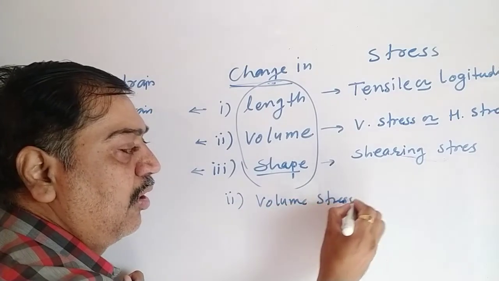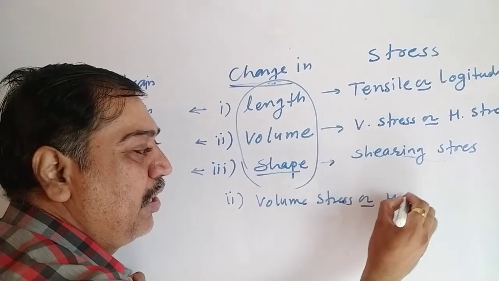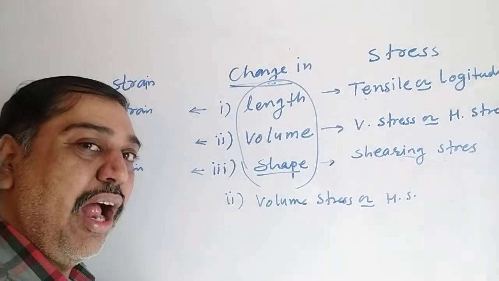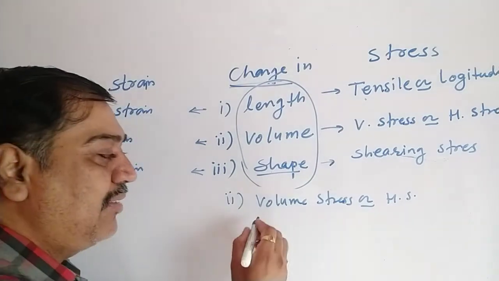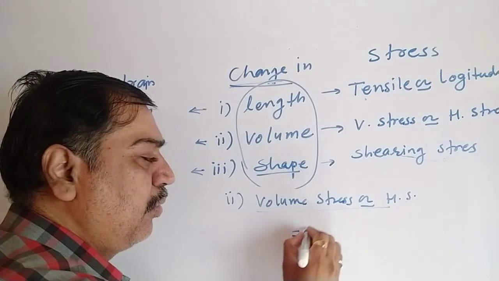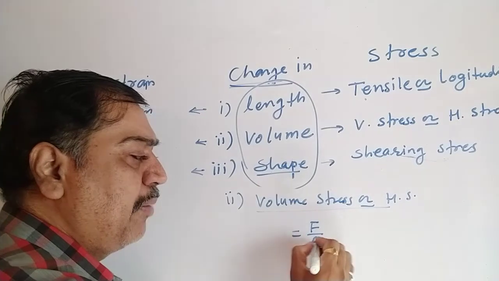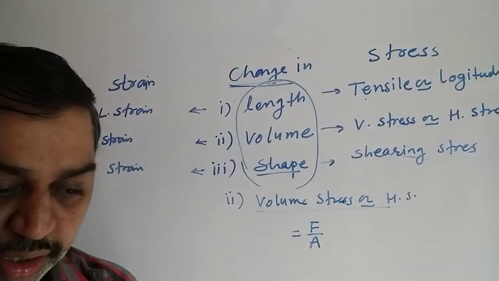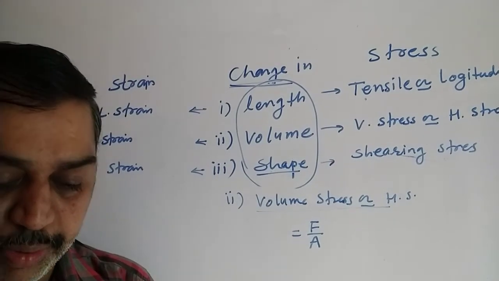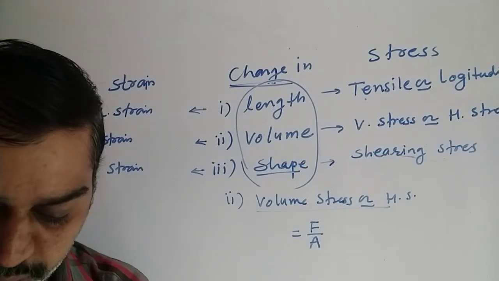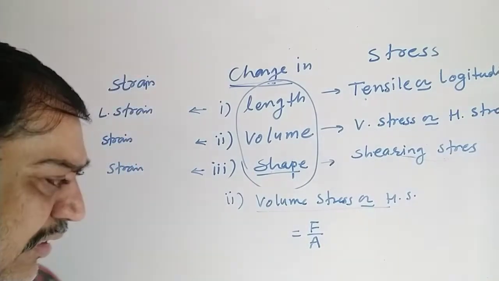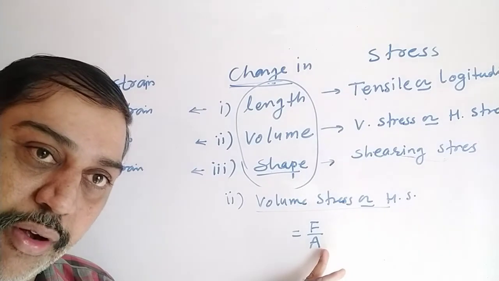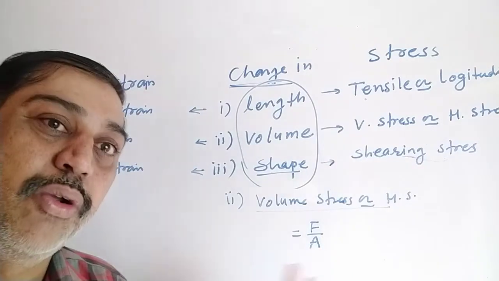Volume stress, sometimes it is said to be hydraulic stress. Now as we know, again it is equal to force, restoring force applied per unit area. Here, restoring force applied per unit area is nothing but F divided by A, that is said to be volume stress. Force applied divided by area of the object on which the force is applied to change the volume.